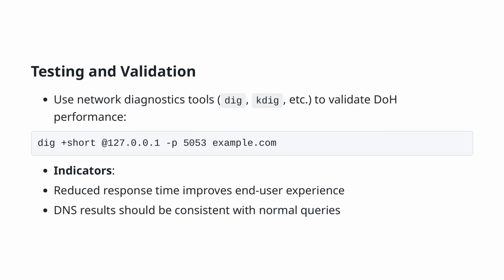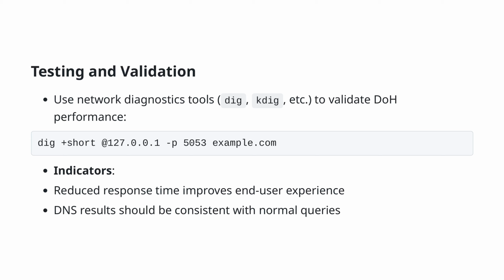In this slide, we will focus on testing and validating that DNS over HTTPS, DoH, is functioning correctly. To do this, we can use network diagnostic tools such as dig or kdig. These tools allow you to verify the performance and reliability of your DoH configuration. For example, you can run the following command: dig +short @127.0.0.1 example.com. This command queries the DoH service running on your local machine. It checks whether the response times have been reduced, which can help improve the end-user experience.